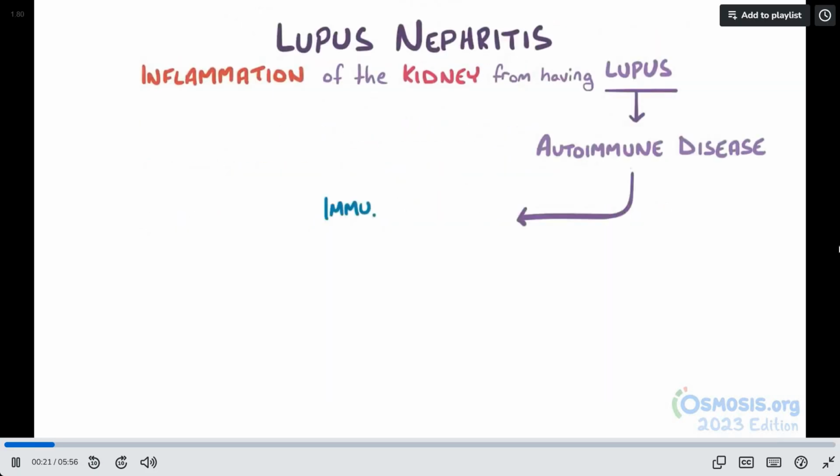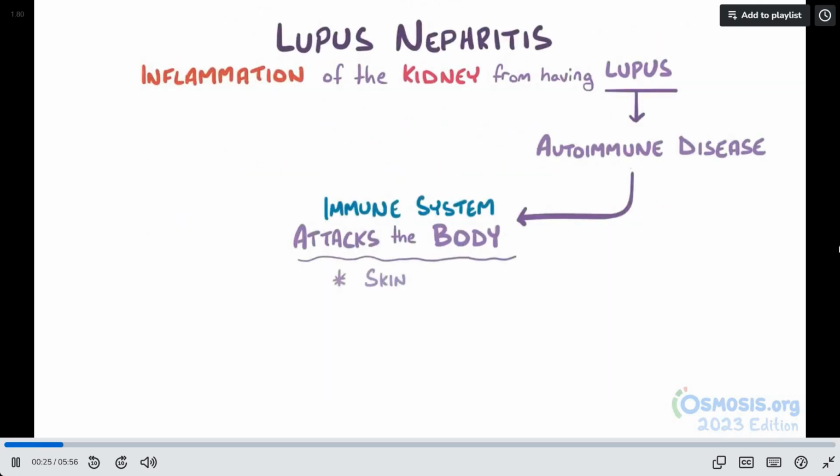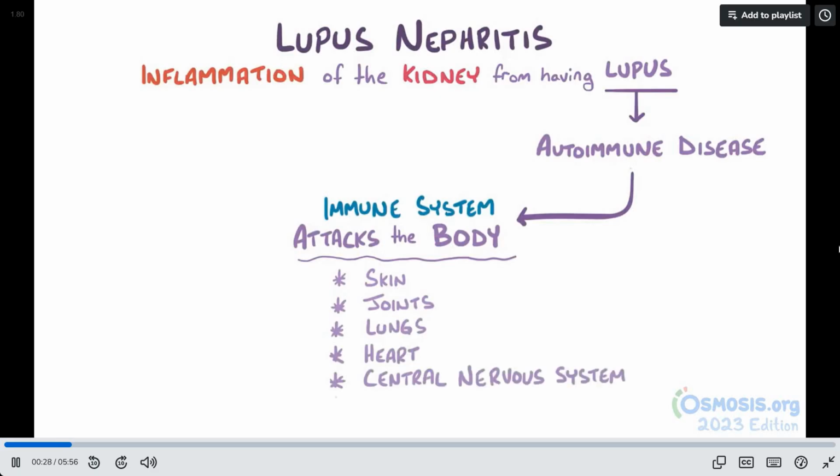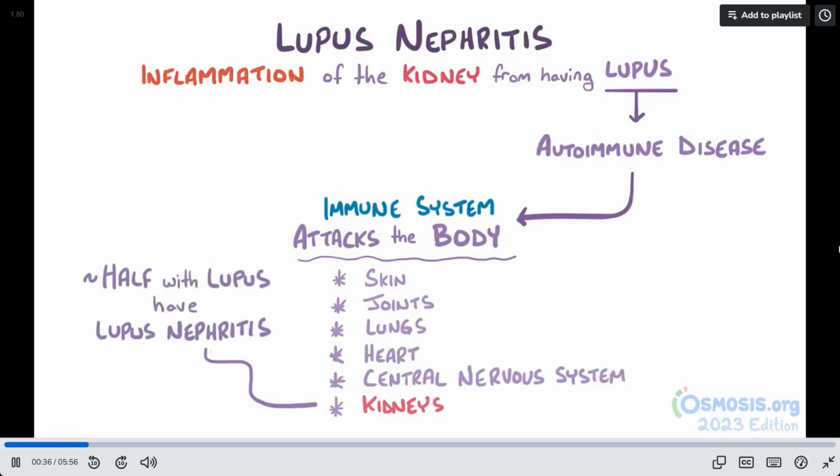Lupus is an autoimmune disease in which the immune system attacks various parts of the body, including the skin, the joints, lungs, heart, central nervous system, and of course, the kidneys. In fact, about half of all individuals with lupus develop some form of lupus nephritis.